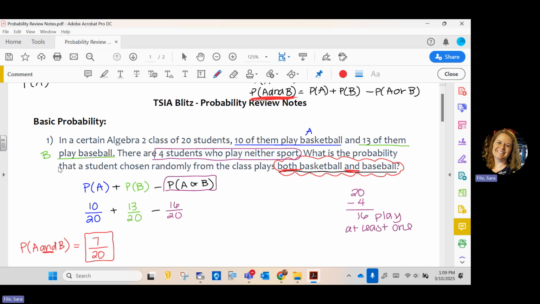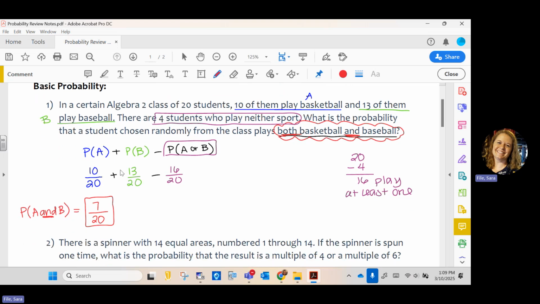Okay, now you may not have known this notation, and I don't expect you to know it after one example, but I just want to help you see that 10 play basketball and 13 play baseball, so that's 23. But that's more than are in the class. So obviously there's some overlap happening because there's only 20 kids in the class. So 23 can't play sports if there's only 20. So there is some double counting happening.